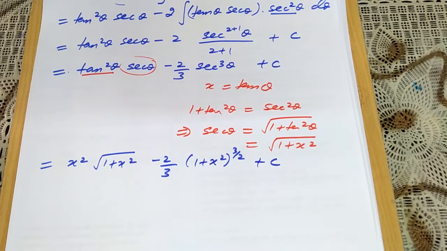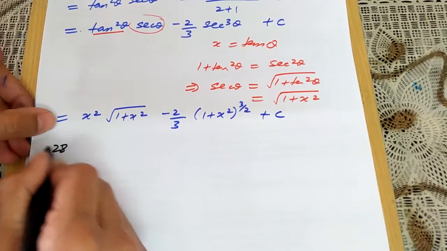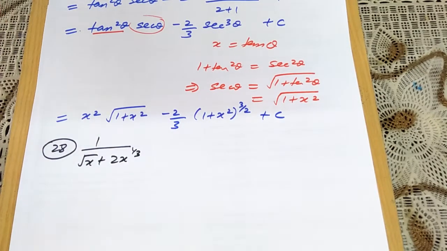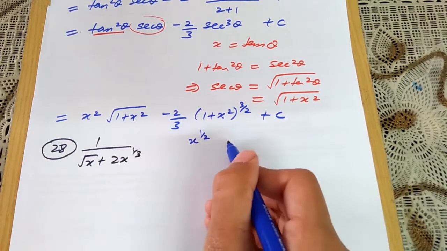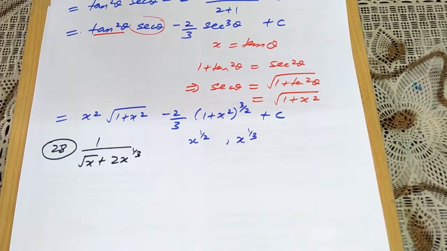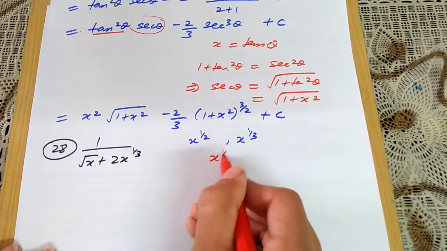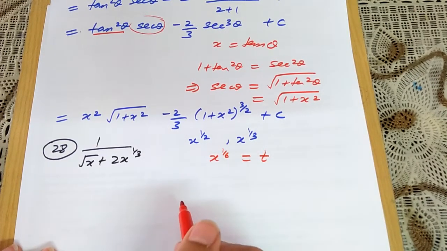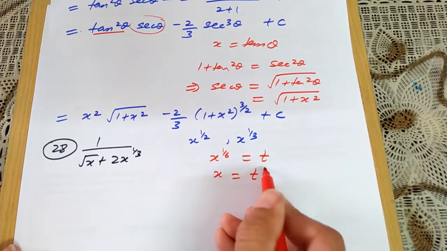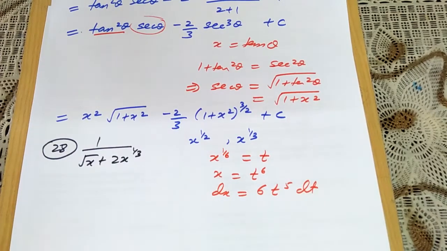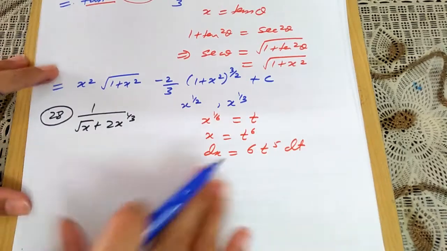Now, the last question of this exercise is question number 28. That is 1 over the square root of x plus 2x raised to power 1 over 3. Now here you see we have one of the powers as x to the 1 by 2 and the other power is x to the 1 by 3. Let's have a substitution similar to question number 26. Let x raised to power 1 over 6 be equal to t. So x is equal to t raised to power 6, so dx is equal to 6t^5 dt. So we will get here, just substitute the values.